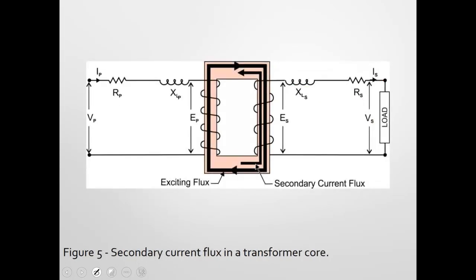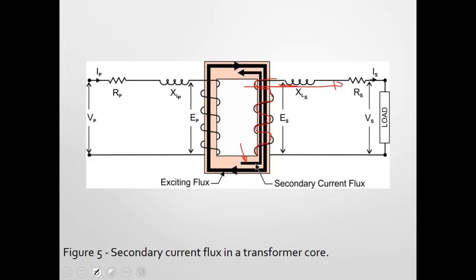All right. So now things change a little bit. When I put load on this and current draws, every time we have current flow, it's going to create a magnetic field. So this secondary coil right here, as current flows through it, it creates a magnetic field. And so if we look here, this is an illustration of the secondary current flux. Every time you have current flow, it's going to produce a magnetic field.